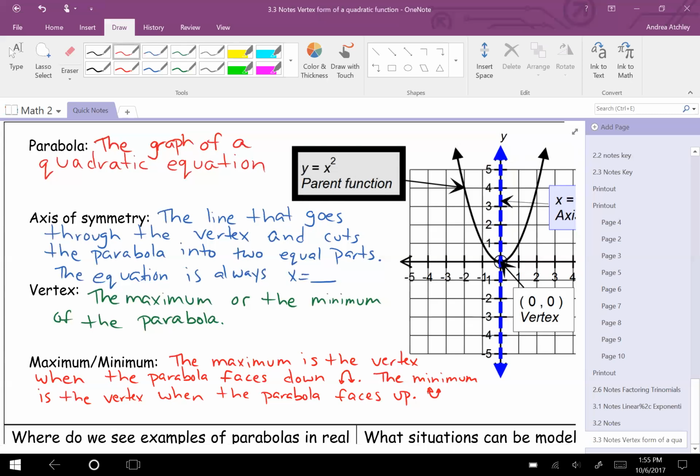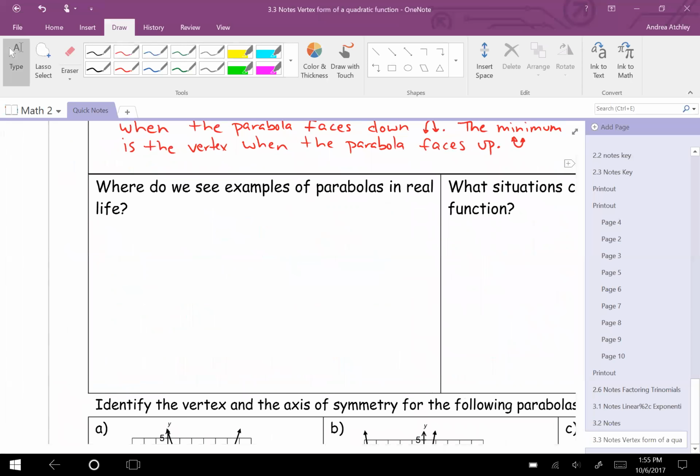Okay, parabolic shapes are everywhere. If you've seen a bridge, the cable wires are usually shaped like a parabola. Rainbows are parabolas. Yes, the McDonald's sign has 2 of them. The letter U. Okay, an umbrella. So those are the ways you see it. I'm going to put dot, dot, dot.